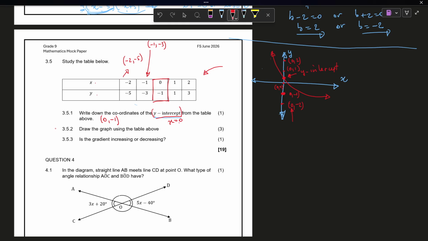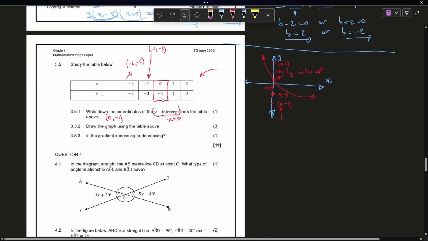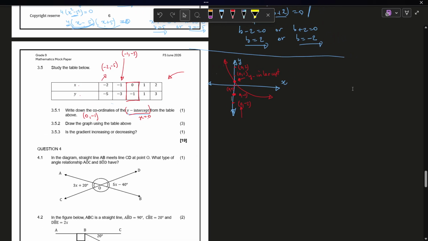Draw the graph using the table above. Okay. Well, draw the graph. That means we need to have a Cartesian plane. Let me just reduce here. So let me move these sides. I need to draw a Cartesian plane quickly. Let me draw one here. Okay, so I'm going to draw. So this will be my y-axis. And this will be my x-axis.